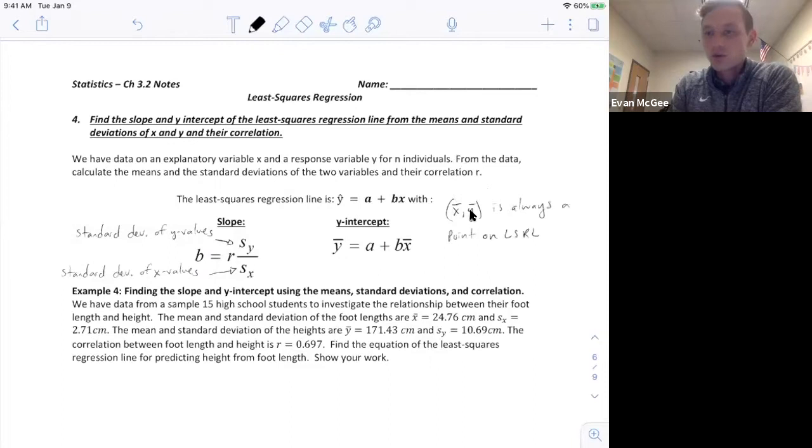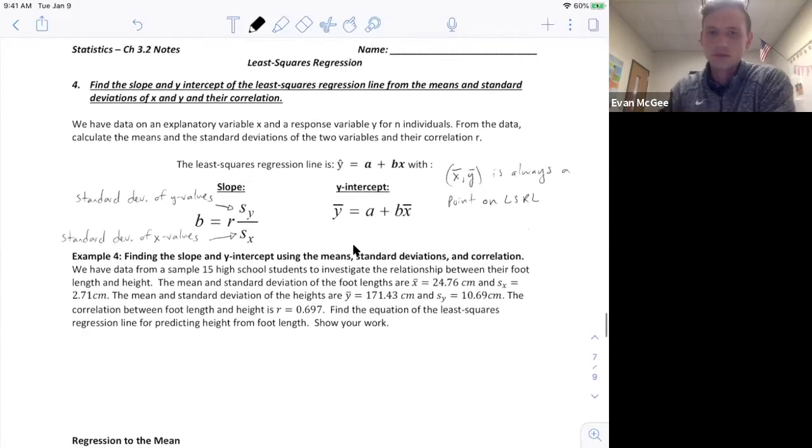And we can find the y-intercept because every regression line passes through the point x bar, y bar. So if x bar, y bar is always a point on the least squares regression line, then if we have the standard deviation of the y values and the x values and the correlation, then we can always use the point on the line that we know to be true to solve for A. Let's take a look at an example to see how this plays out.